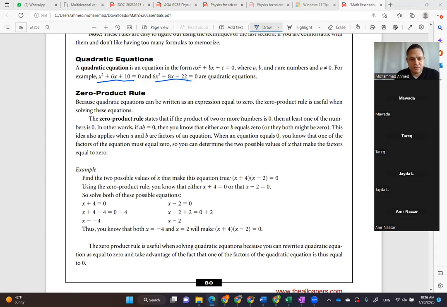So for example, find the 2 possible values of x that make this equation equal to 0. This equation equals 0 if x plus 4 equals 0 or x minus 2 equals 0. So from the first one, x equals -4, and from the second one, x equals 2. So the solution is x equals -4 or x equals 2, both are solutions of the quadratic equation by using the zero product rule.